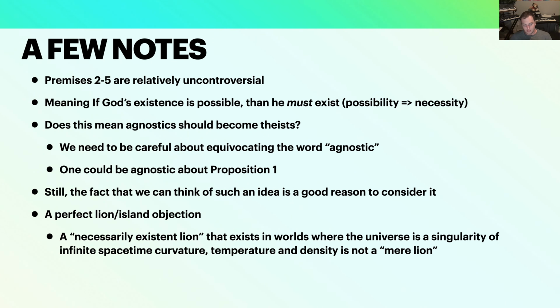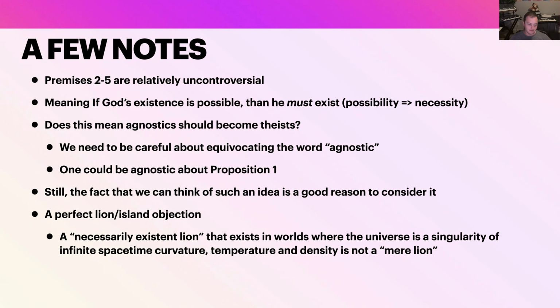The thing I want to say about this is a necessarily existent lion, or a perfect lion that exists in all worlds, doesn't become a lion in most cases, right? So for instance, in a world where the universe is just a singularity of infinite space-time curvature, temperature, and density, this is not what we consider a mere lion. Things that are not made out of any matter, or universes where no matter was created at all. You can imagine all these different multiverses and stuff. It's a little related to that idea, but not exactly.